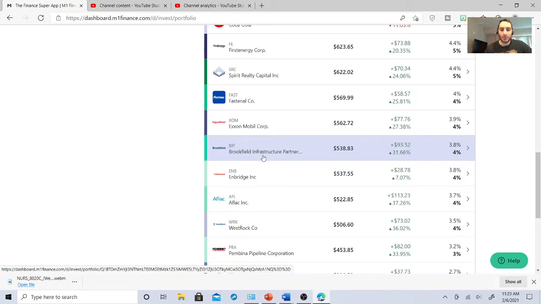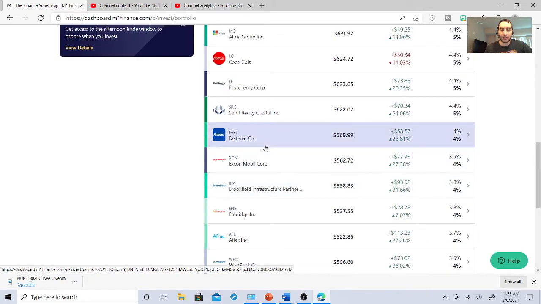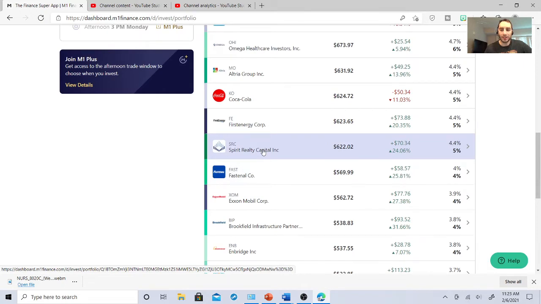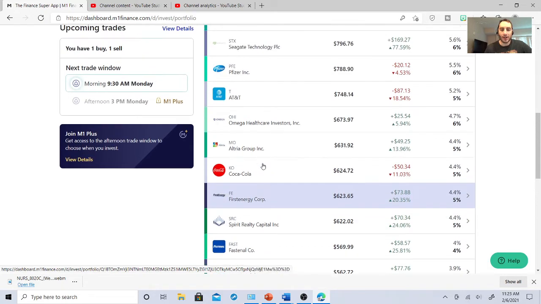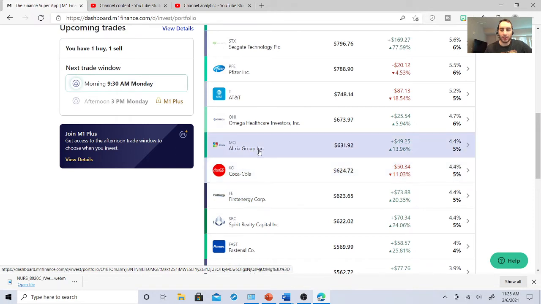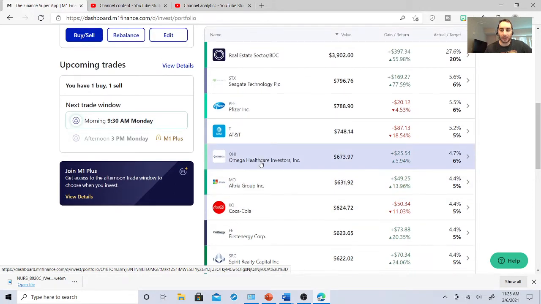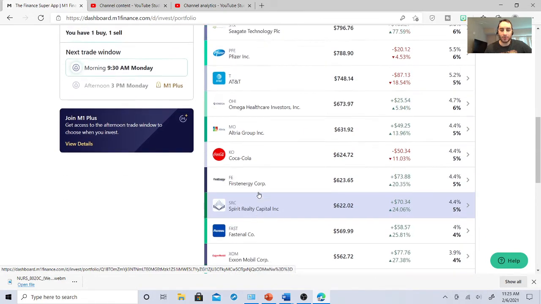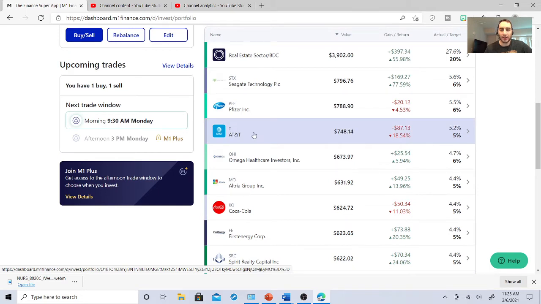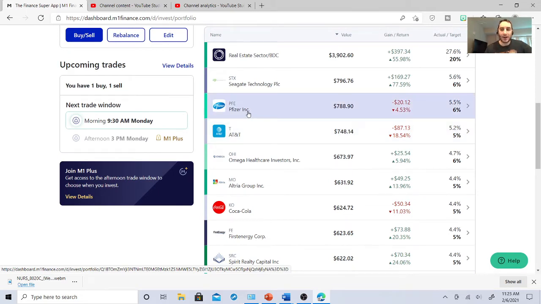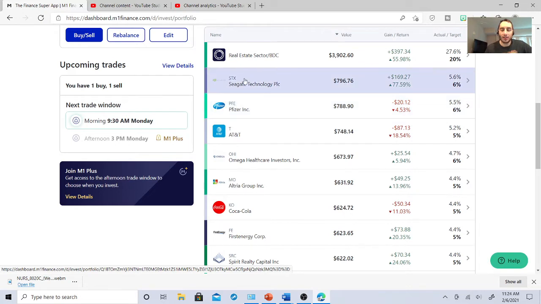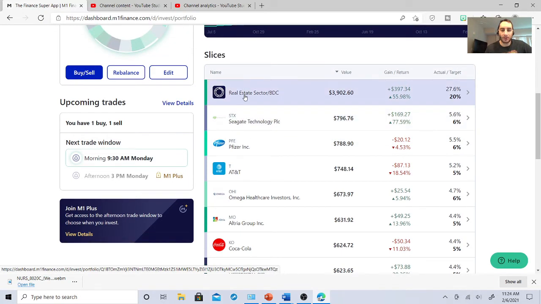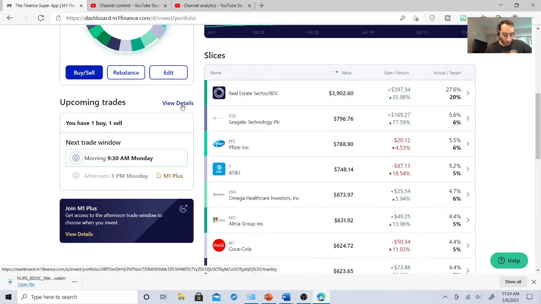BIP at 4%, ExxonMobil at 4%, Fastenal at 4%, Spirit Realty Capital at 5%, First Energy at 5%, Coca-Cola at 5%, Altria at 5%, Omega Healthcare Investors, I have it at 6%, because I'm attacking the real estate sector a little bit harder, as well as Spirit Realty. AT&T, I have it at 5% right now. Pfizer, I have it at 5.5%, Seagate right at 6%, and my real estate sector and business development companies, I have at 20%. So I'm going to try to get that to right around 20.